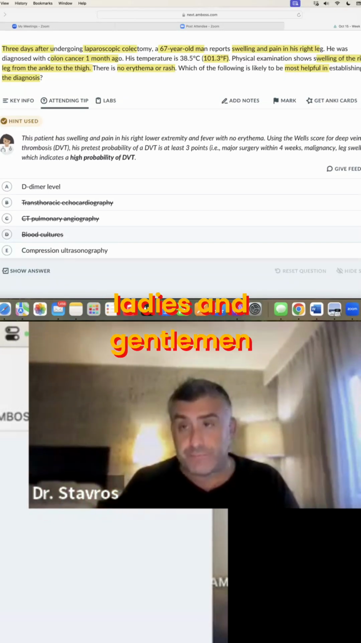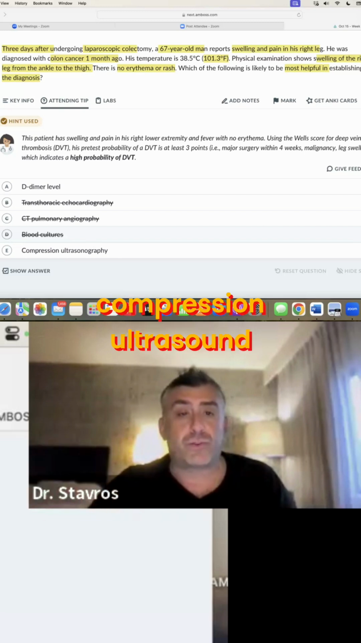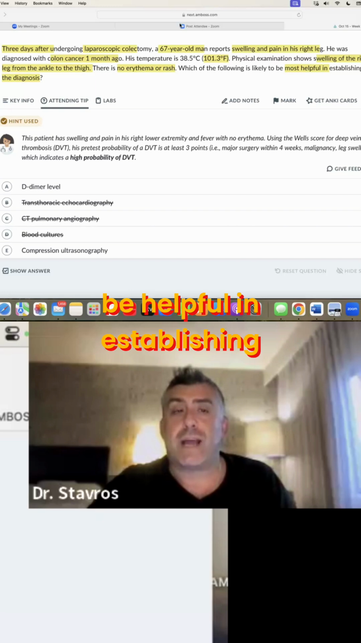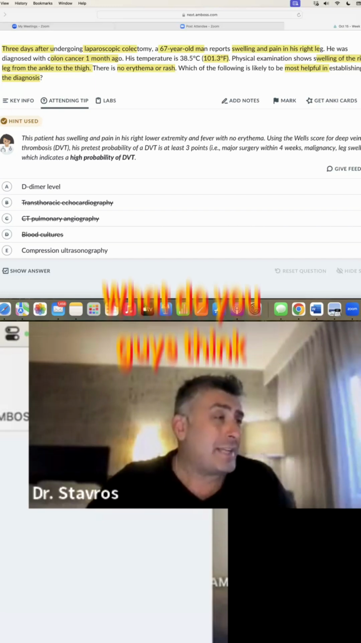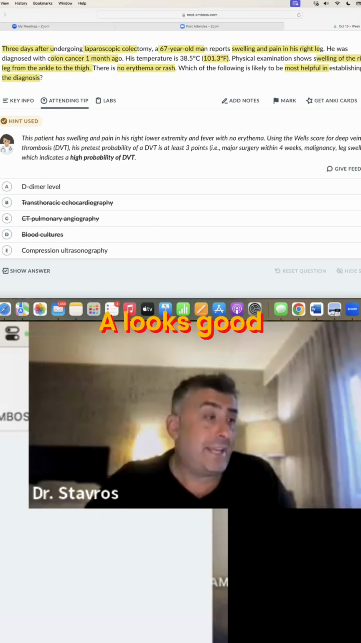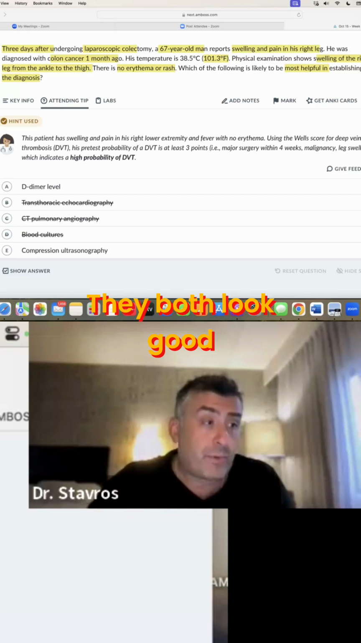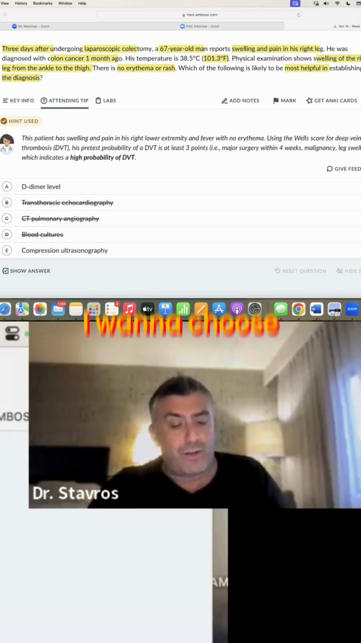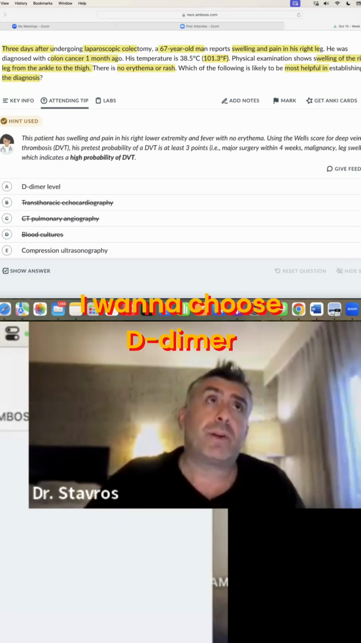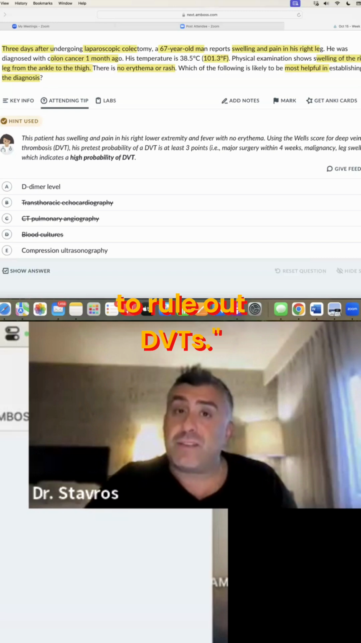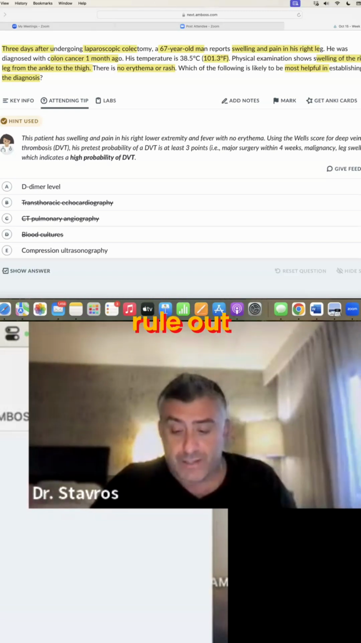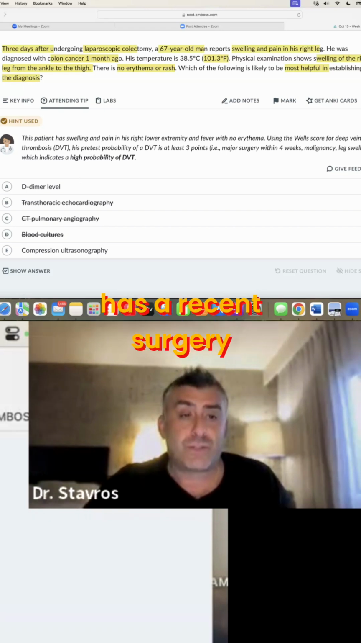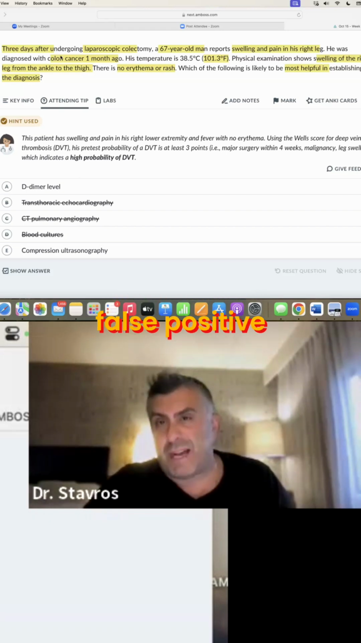So it's DVT, ladies and gentlemen. Look at the answers. D-dimer, compression ultrasound. Which of the following is most likely to be helpful in establishing the diagnosis? What do you guys think? A looks good and E looks good. They both look awesome, right? One looks better than the other. So you say to yourself, well, I want to choose D-dimer because D-dimers are used to rule out DVTs. They're used to rule out. Yes. Unfortunately, you have to remember that if a person has a recent surgery, it's going to be a false positive, right?